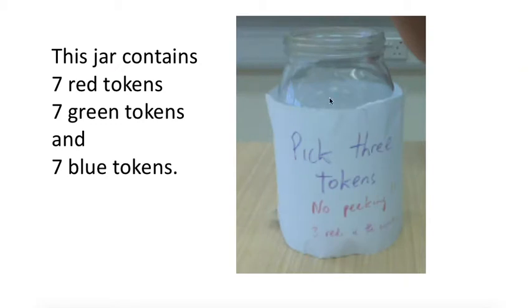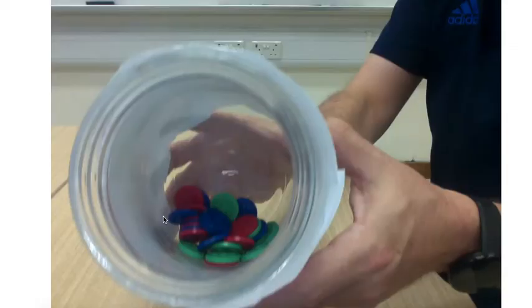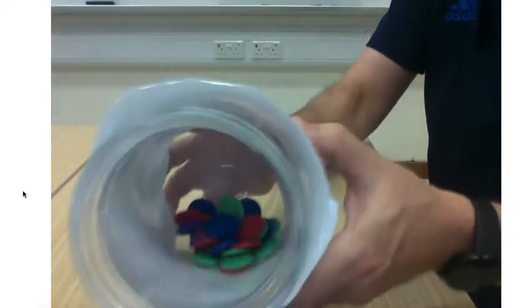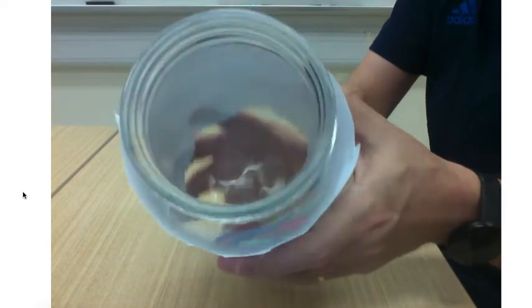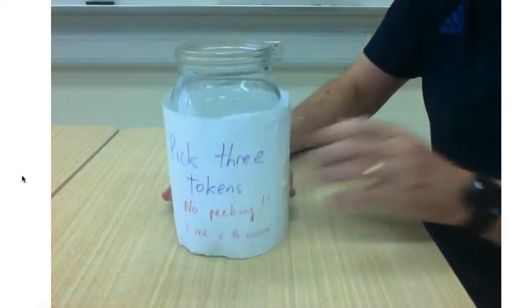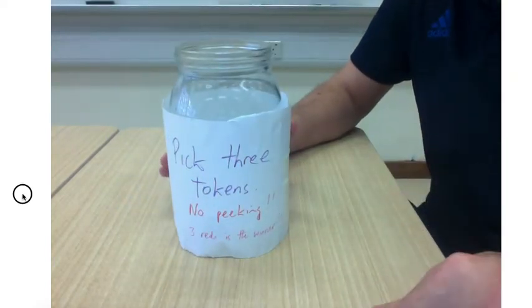So the scenario is inside this jar there's 7 green, 7 red and 7 blue tokens, 21 tokens altogether, 3 different colors, same number of each of them, right? So just to illustrate that, here we go. Let me shake them up and show you they're all there, 7 of each. Excellent. So this is what I do next.